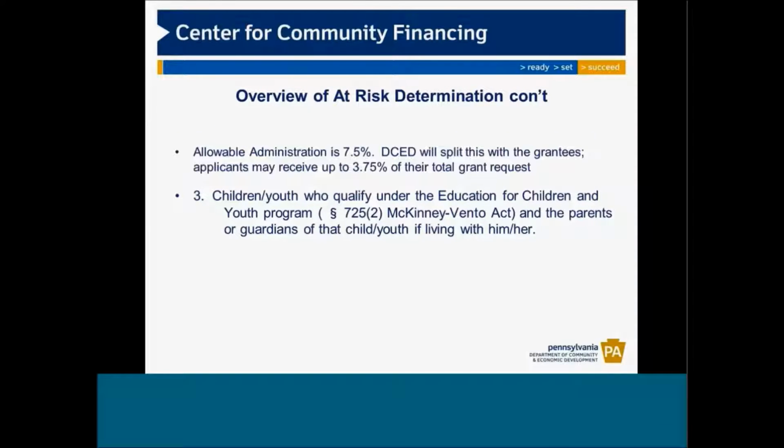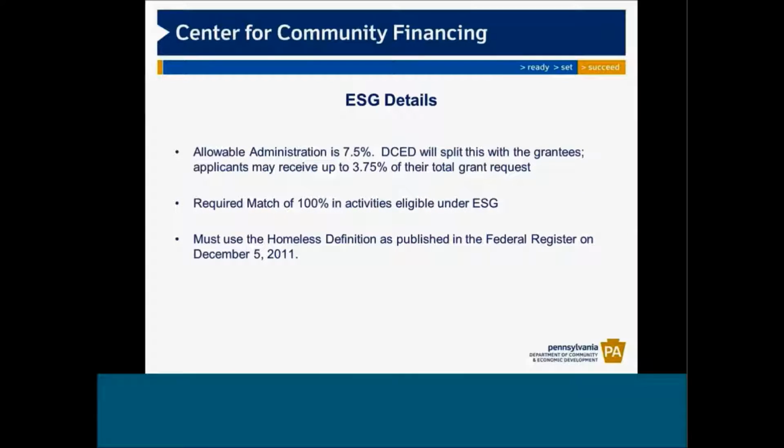ESG details, allowable administration is 7.5%. DCED will split this with the grantee. Applicants may receive up to 3.75% of their total grant request. Required match of 100% in activities eligible under ESG, and must use the homelessness definition as published in the Federal Register on December 5th, 2011.